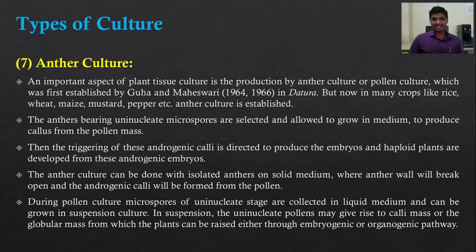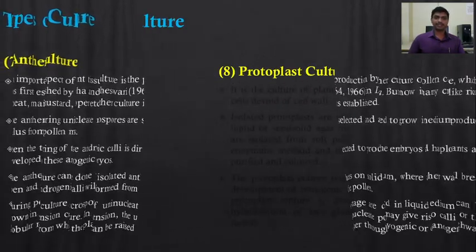So the callus that has been formed from the pollen culture is induced to develop embryos, or it is induced to develop shoots. So the plant regeneration occurs by using either embryos or shoots, and they are haploid plants. All are haploid plants because the starting material used is haploid, so the plants obtained are also haploid plants. So this is about the anther culture.